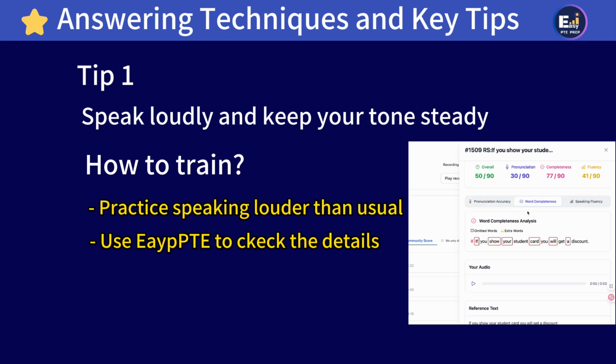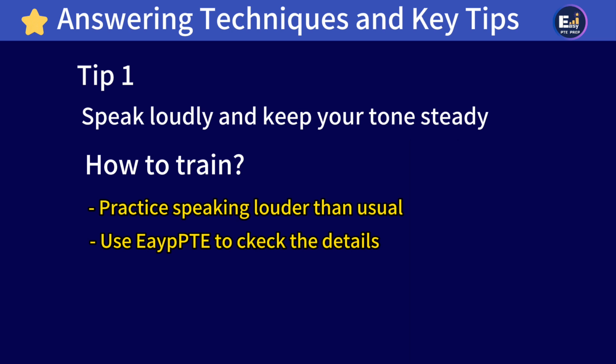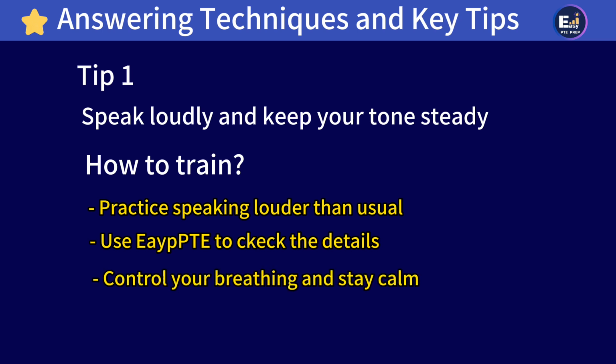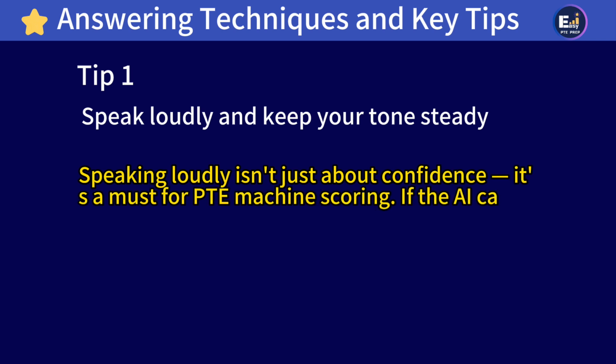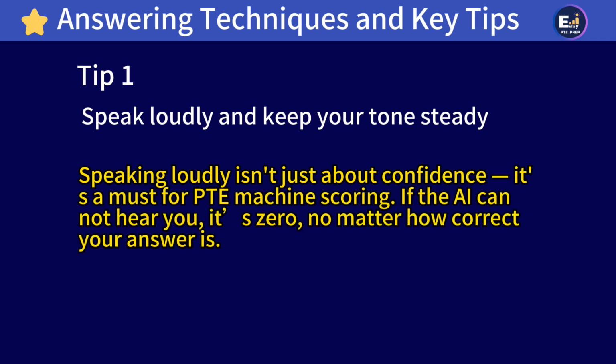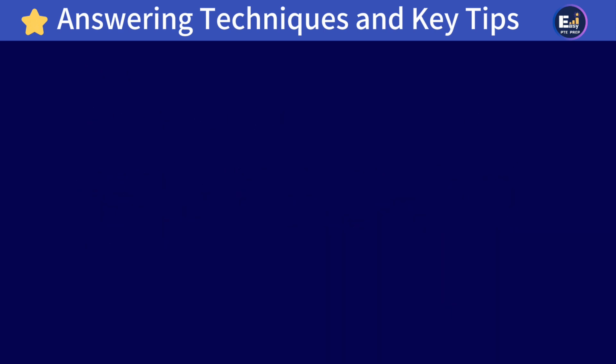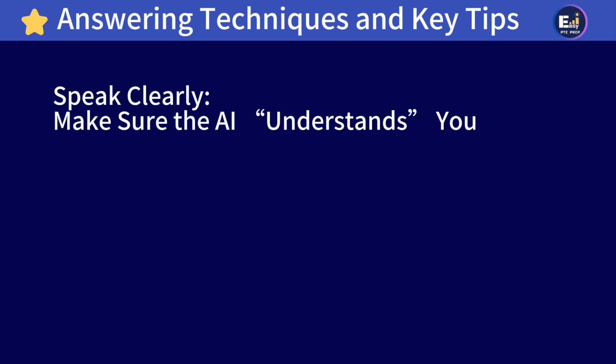The last is, be aware of nervousness that might lower your volume. Control your breathing and stay calm. To sum up, speaking loudly isn't just about confidence, it's a must for PTE machine scoring. If the AI cannot hear you, it's 0, no matter how correct your answer is. Second, speak clearly. Make sure the AI understands you.